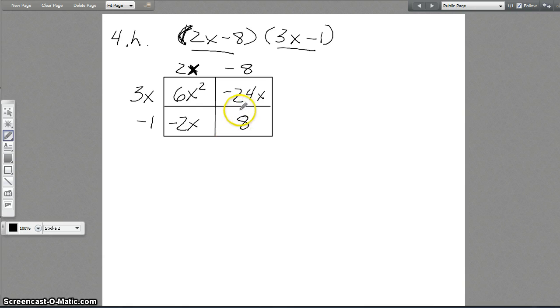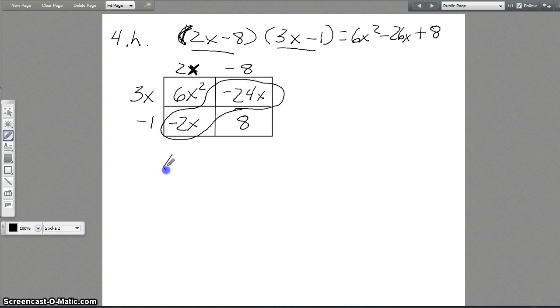Then we need to write out what our answer is. Notice that these two terms here that are diagonal from each other are both x terms. That means that we can add them together. So when we're writing out our answer, we have 6x squared, that's in our top left box. Then we had negative 24x's and got negative 2 more x's. So that means we have negative 26x's. And then we also have a plus 8. So that is our answer for 2x minus 8 times 3x minus 1.